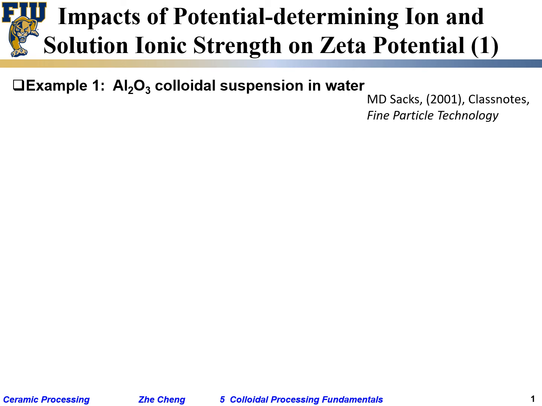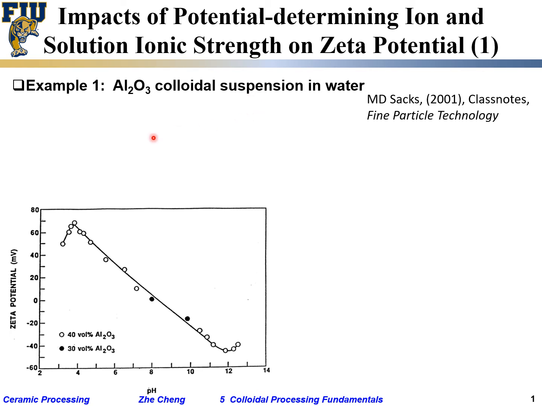So here we give some examples. One is aluminum oxide, a very common ceramic material, colloidal suspension in water. I'm showing what? Zeta potential measured versus pH. Okay, it shows kind of this behavior. And the zeta potential is 0 means that have very little charge on the surface.